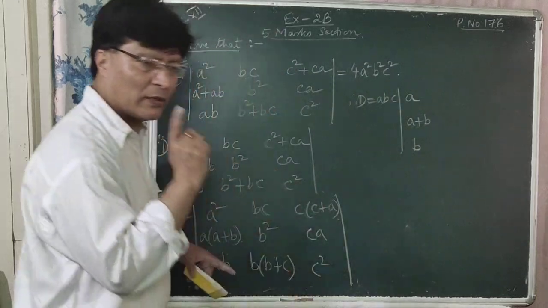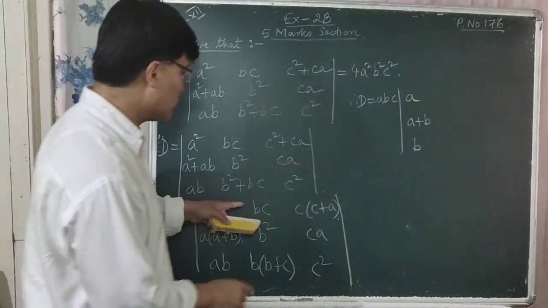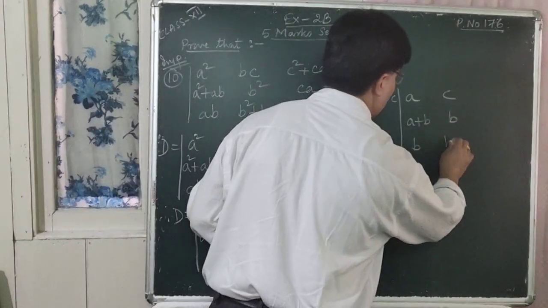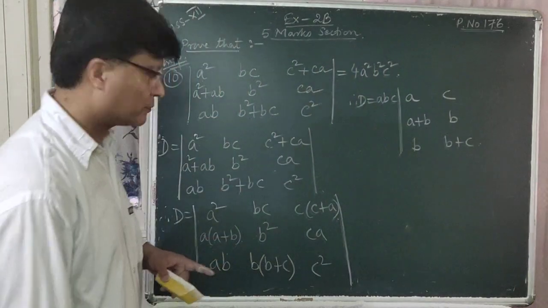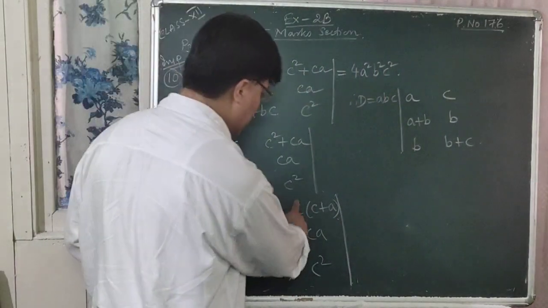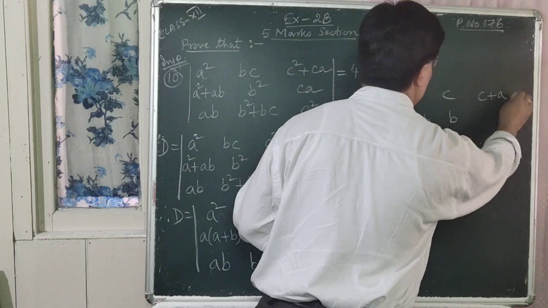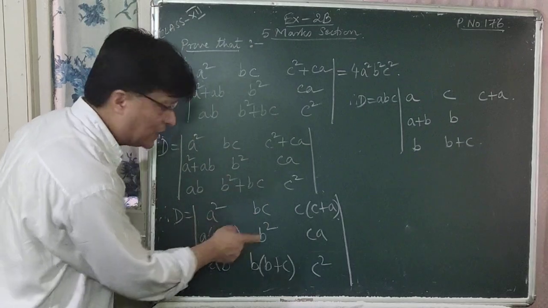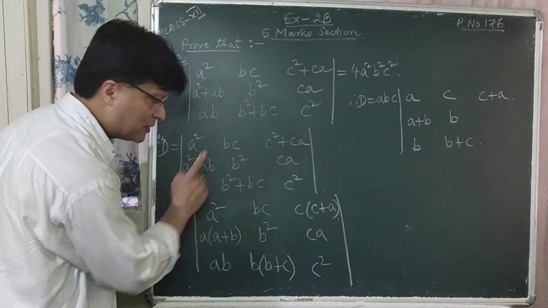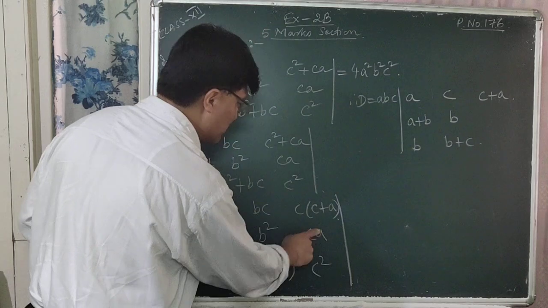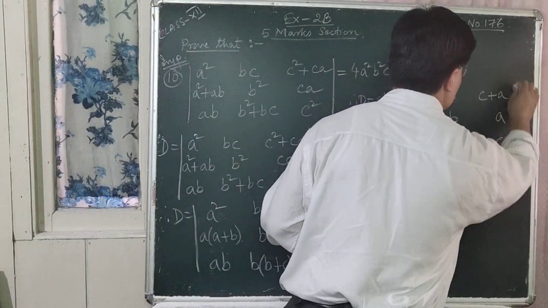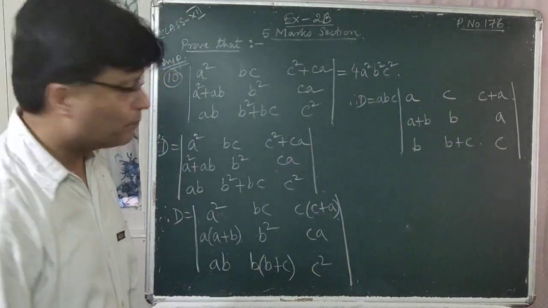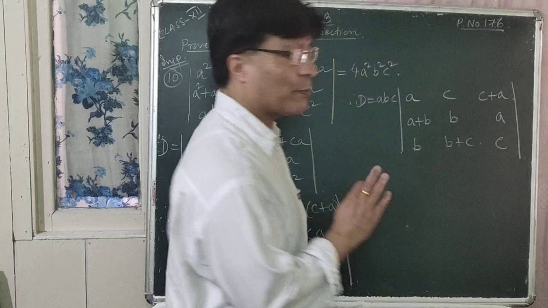What is the second column? From the second column also b is taken common, so it is c, it is b, c, b, this is b plus c. This is b plus c, right? Then next, here c is common, so it is c plus a, right? This is c plus a, from the third column we are taking c as common, right? So it is c plus a only, then comes a, then comes c. Is that clear now? Now let us use the property now.